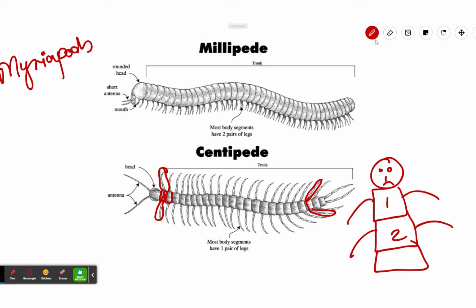Second has one pair. Now in millipedes, what happened? Let's suppose, never draw a millipede like that. At each segment, they have two pairs. Two pairs of legs. Is it clear? Yes. So most body segments in millipedes have two pairs of legs. Here, most body segments have one pair of legs.